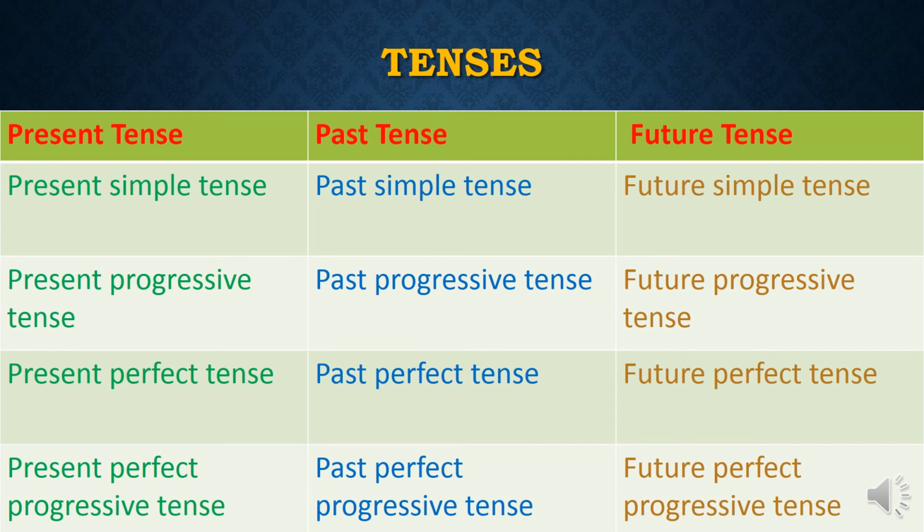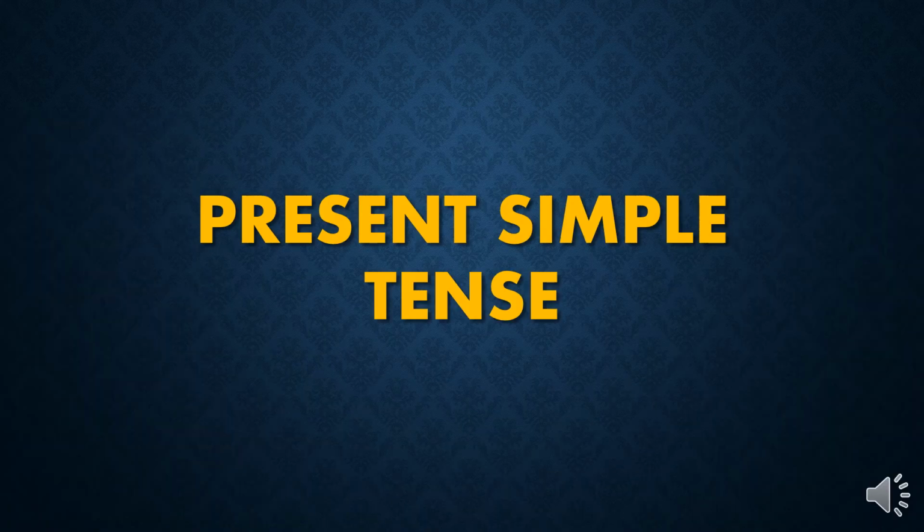Just as the present tense has four forms, the past tense also has the following four forms: past simple tense, past progressive tense, past perfect tense and past perfect progressive tense. Similarly, the future tense has the following four forms: future simple tense, future progressive tense, future perfect tense and future perfect progressive tense. But today I am going to tell you about present simple tense.